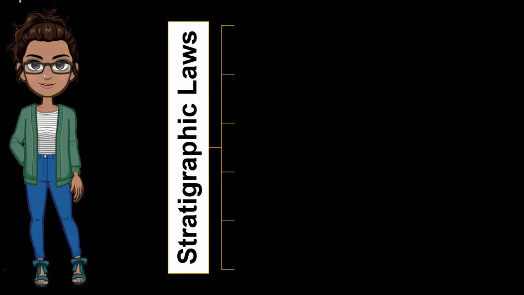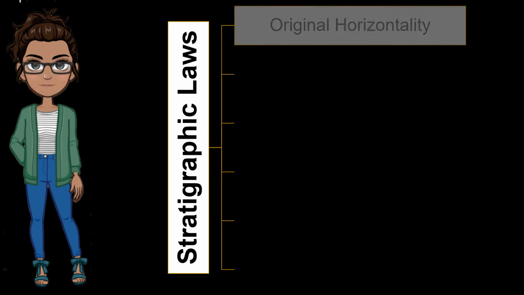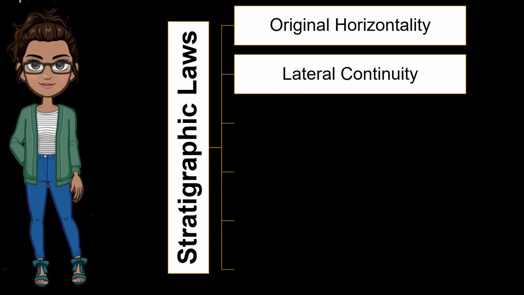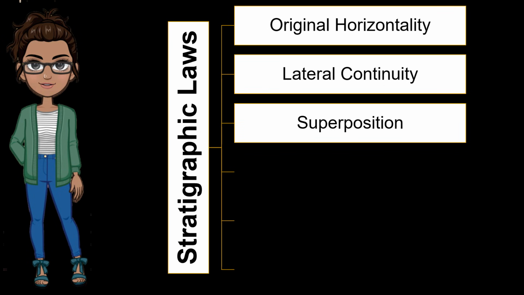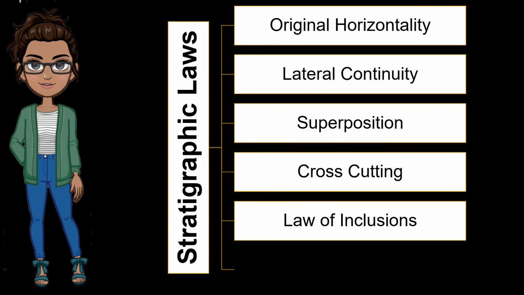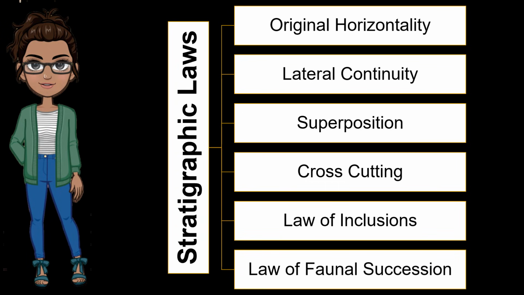This includes the following: original horizontality, lateral continuity, superposition, cross-cutting, law of inclusions, and the law of faunal succession.